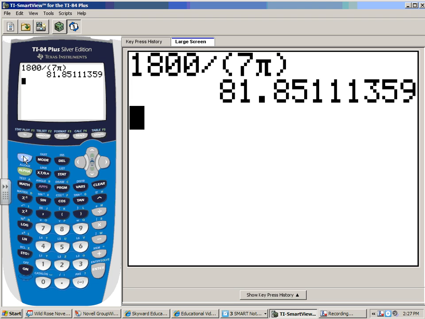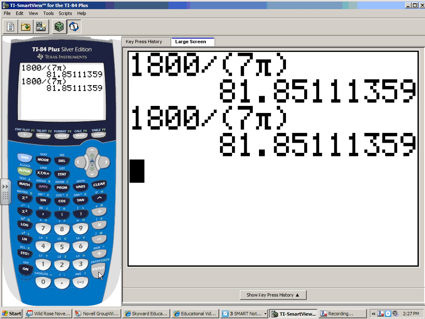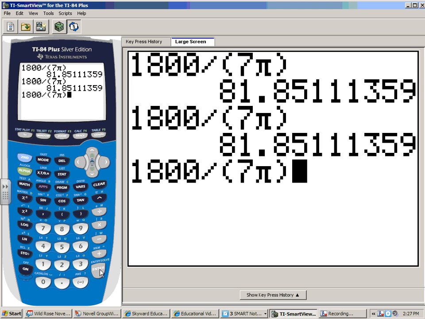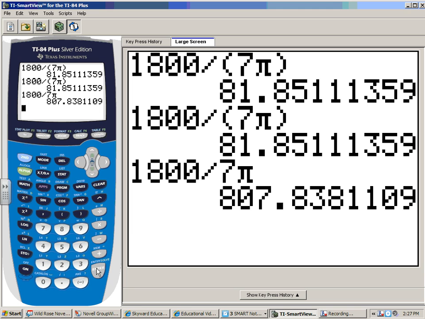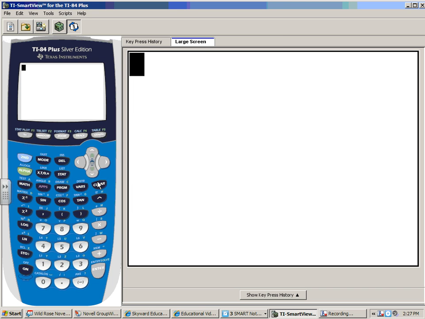And just to show you, unfortunately, it knows order of operations. It takes 1800, divides by 7, and multiplies by pi. Multiply and divide from left to right. So watch out for that. Any questions on any of those?